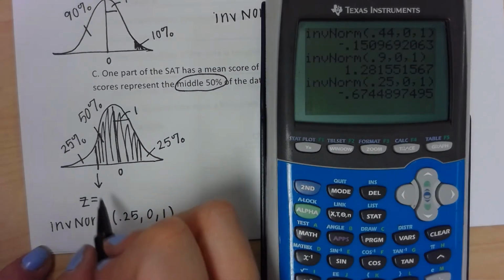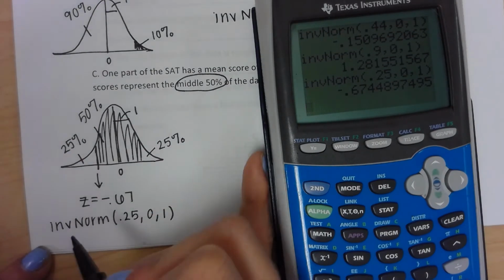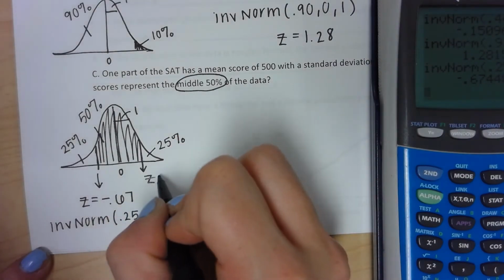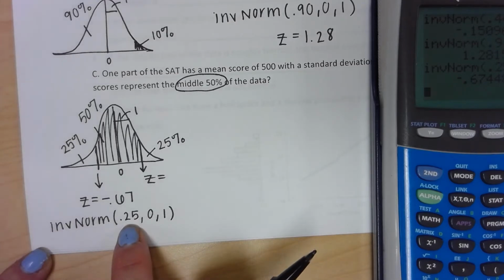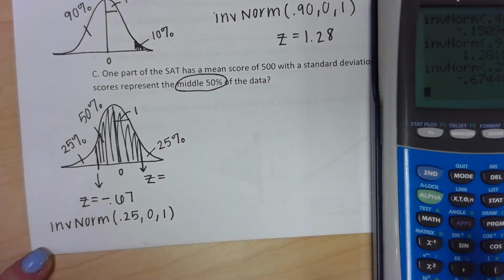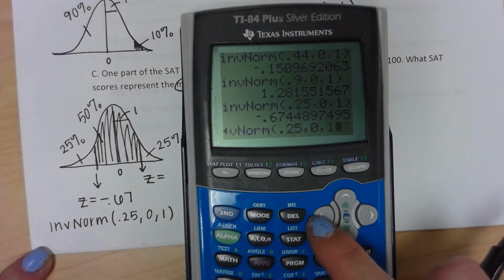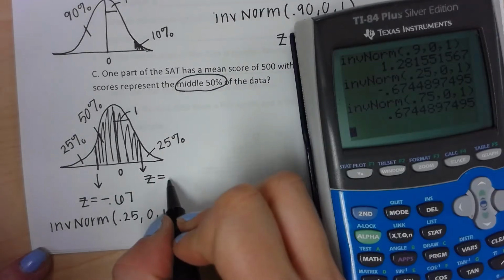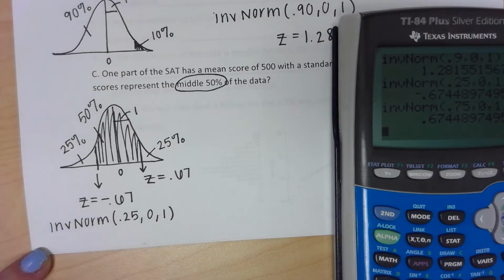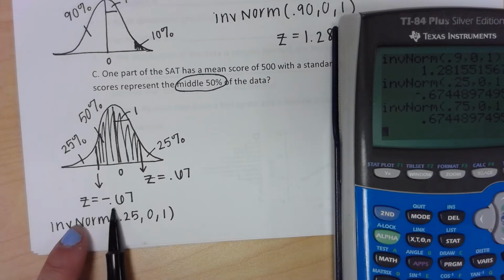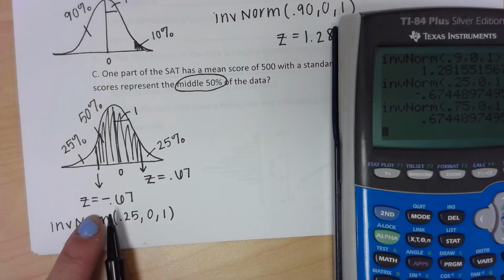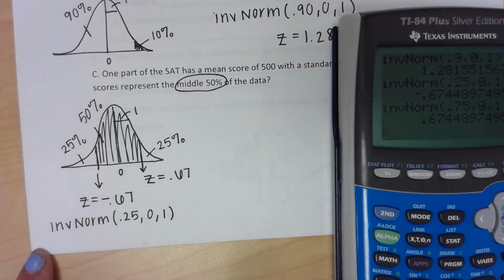Gives me a z-score of negative 0.67. Now once I go to find this z-score on the right-hand side, the only thing that's going to change is this area. Instead of using 0.25, I should now use 0.75. Interesting. Your z-score was 0.67. Now this will always be the case because your normal curve is symmetric. Once you've found your lower z-score, your upper z-score should be the same numbers but just positive instead of negative. So you really only ever have to calculate one of them.